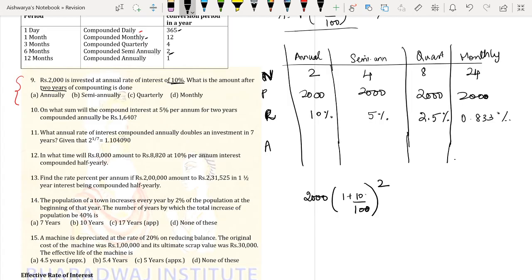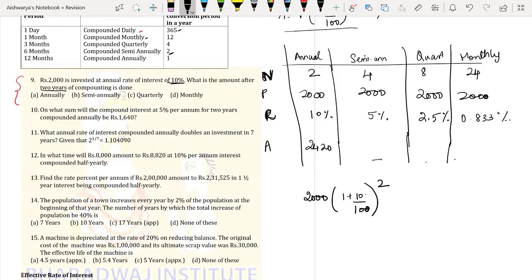Okay. So 10 by 100 on your calculator is 10 divided by 100, which is 0.1. So 1 plus 0.1 is 1.1. 1.1 the whole square is, into, equal to, 1.21. Into 2000 will give you 2420.